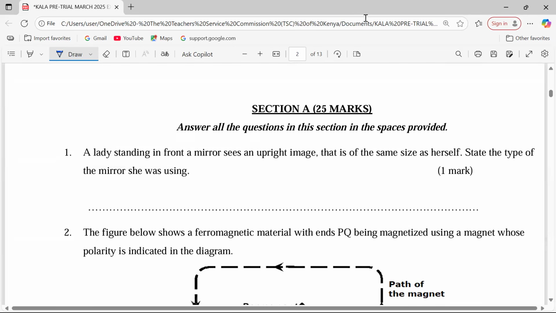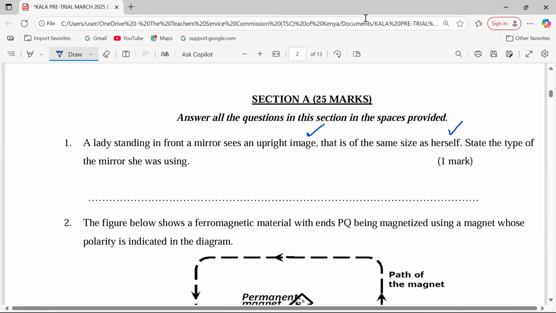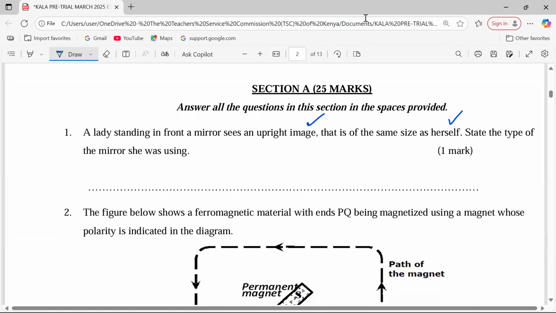Look at number 1. A lady standing in front of a mirror sees an upright image. That is one characteristic. That is of the same size as herself. The second characteristic. State the type of the mirror she was using. So according to these characteristics of the image she's able to see, we can confidently conclude that she is in front of a plain mirror.